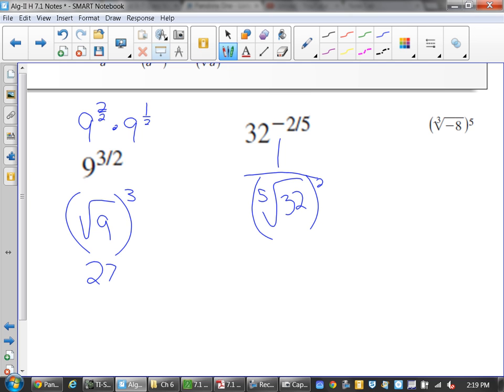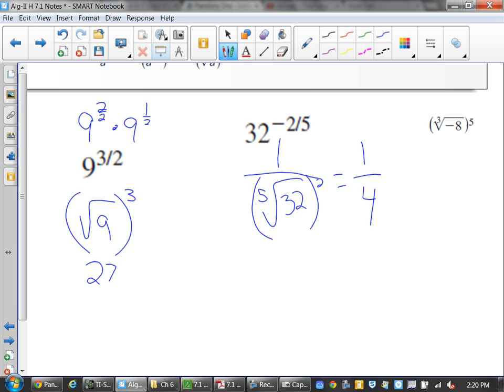So in this case here, what's the 5th root of 32? 2. What's 2 squared? So the denominator becomes 4, the numerator is still 1. So the answer is not 4, it's 1/4. Will this kind of question be on the non-calculator or the calculator? What do you think?